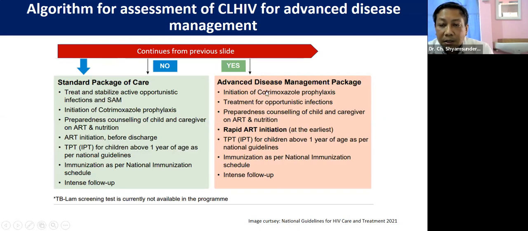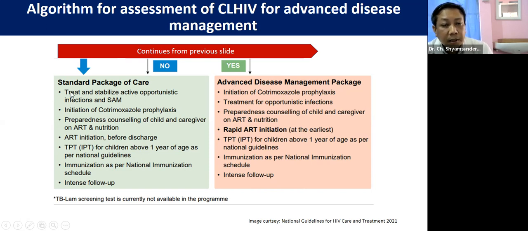When it is yes, the advanced disease management package should be activated with the initiation of cotrimoxazole prophylaxis, treatment for opportunistic infections, and preparedness and counseling of child and caregiver on ART and nutrition. Rapid ART initiation should be done at the earliest when the clinical condition has been stabilized. Treatment for tuberculosis, isoniazid preventive treatment for children above 1 year of age as per national guidelines. Immunization as per national immunization schedule and intense follow-up should be advocated when the above features are present.